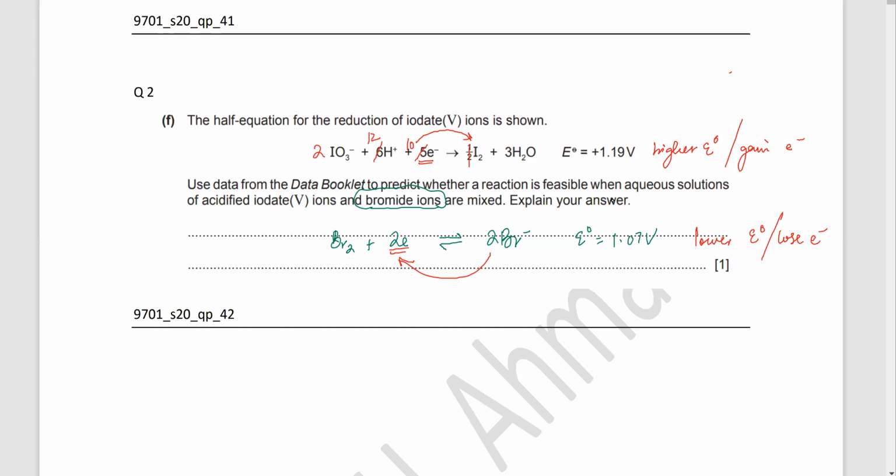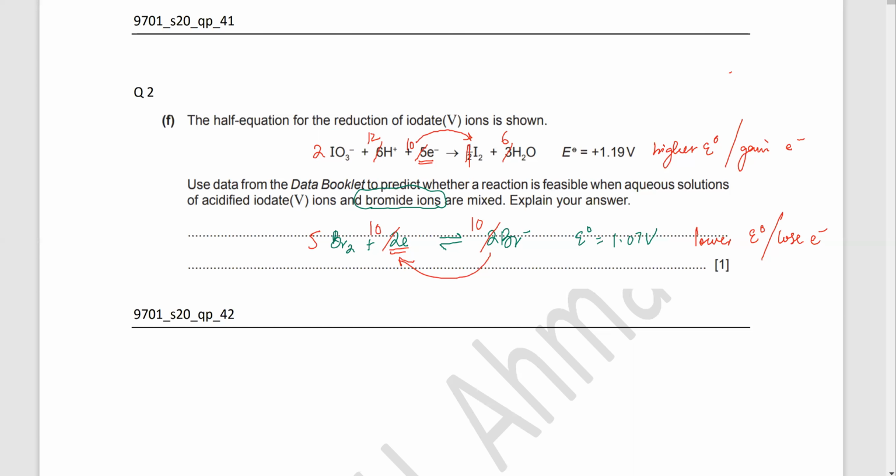Multiplying by 2, this would become 1. And this would become 6. And multiply this other equation by 5. So this would become 5Br2. This would become 10 electrons. And this would become 10 as well. Now the number of electrons being gained and the number of electrons being produced are equal.